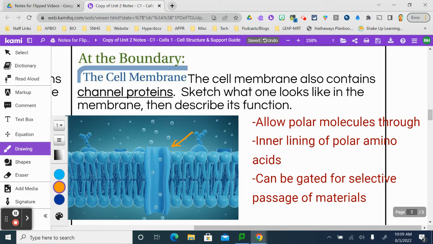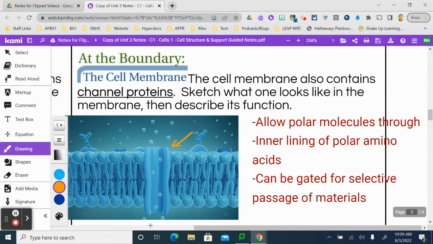Remember, this is a protein. It's composed of amino acids. So the structure you're seeing is, I guess, the big picture of what it looks like. But you have to remember that this is composed of amino acid connected to amino acid connected to amino acid. What this allows us to do is it allows polar molecules to move through the cell membrane.